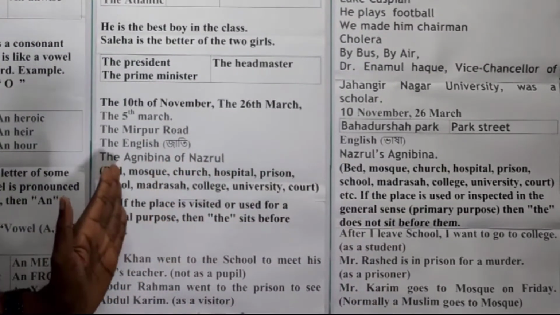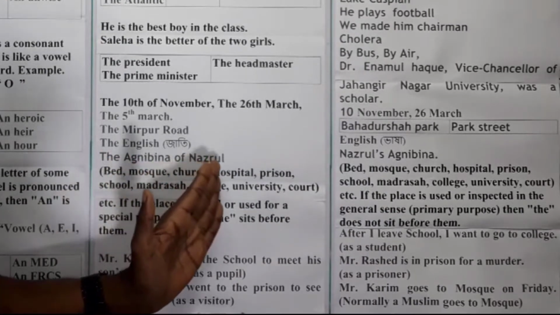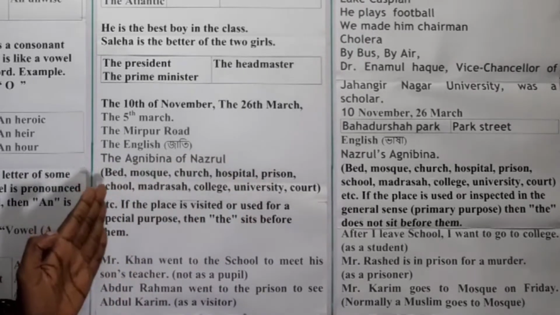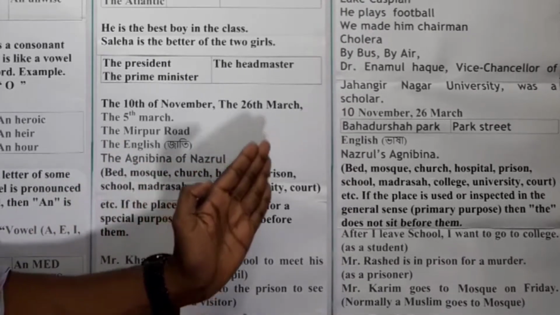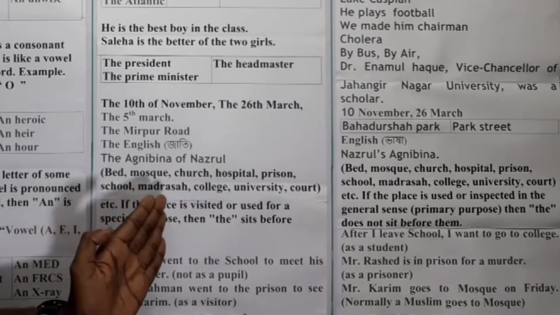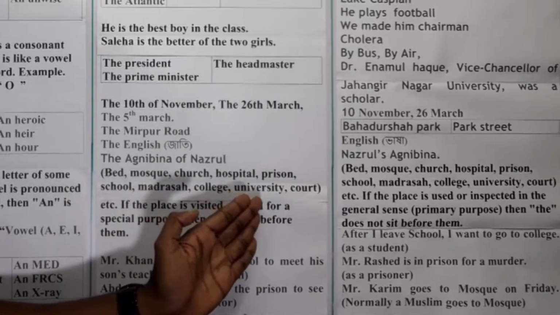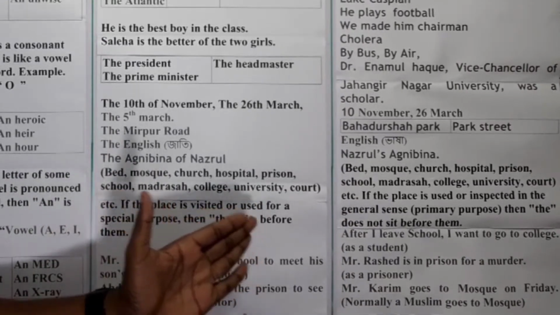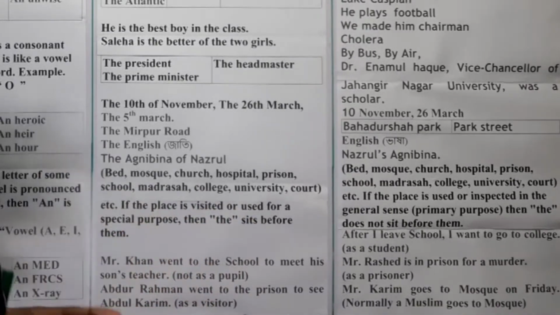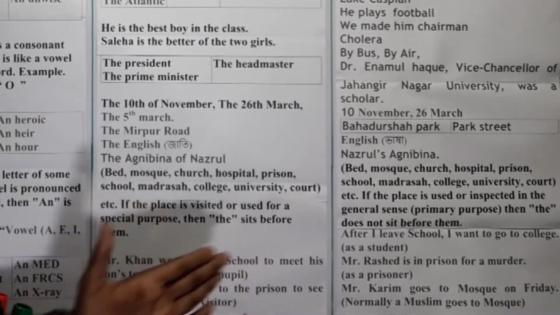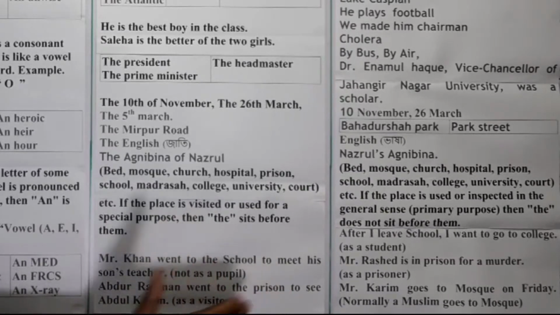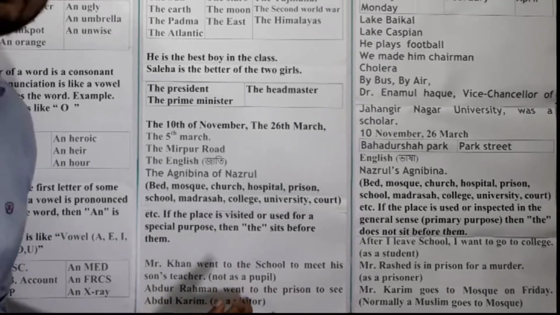Example: the Agnibina of Nazrul. Bed, mosque, church, hospital, prison, school, madrasa, college, university, court. If the place is visited or used for a special purpose, then the sits before them. Mr. Khan went to the school to meet his son's teacher, not as a pupil. Abdul Rahman went to the prison to see Abdul Karim as a visitor.